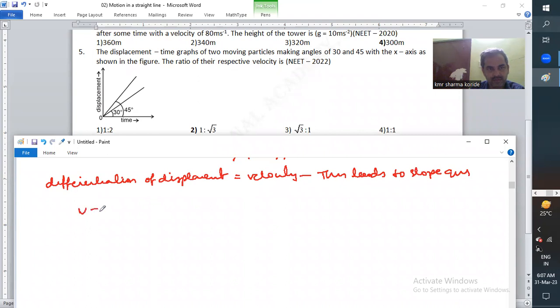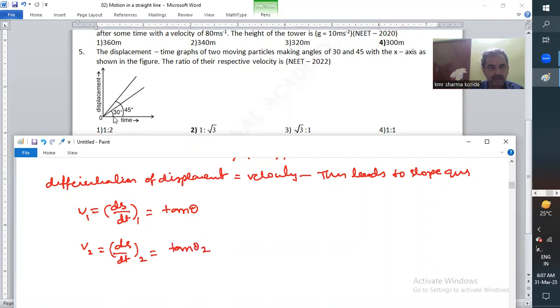So therefore, velocity for particle 1 is ds by dt. Y coordinate by x coordinate, in general in the lower classes, we write tan theta. So slope is nothing but tan theta, which is y coordinate by x coordinate. Here y coordinate will be displacement, x coordinate will be time. Similarly, V2 is ds by dt for the second particle, so this is going to be tan theta 2.